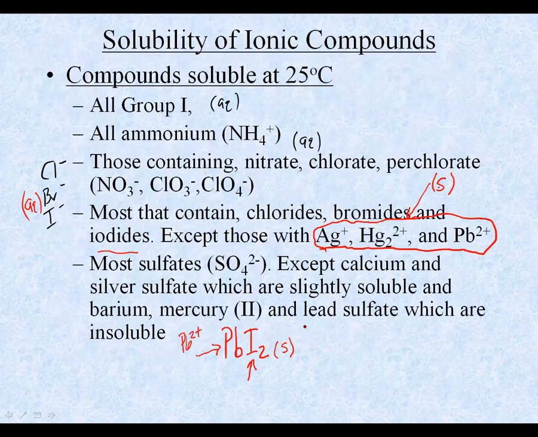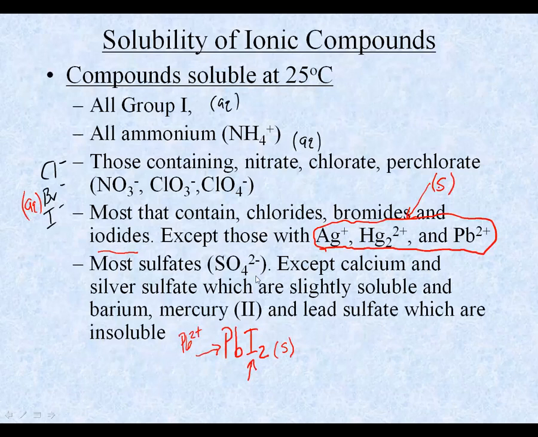Now, in addition, sulfates are typically soluble in everything except for calcium and silver, which are slightly soluble. So again, those would probably lean a little bit towards the insoluble side. And barium, mercury 2, and lead sulfate are insoluble. So again, there are some sulfates here that have some exceptions to the normal solubility. Any questions on things that are soluble? So everybody on the screen typically should be soluble and should get the aq symbol, except if it's one of those exceptions, then the opposite would happen and it would become a solid.